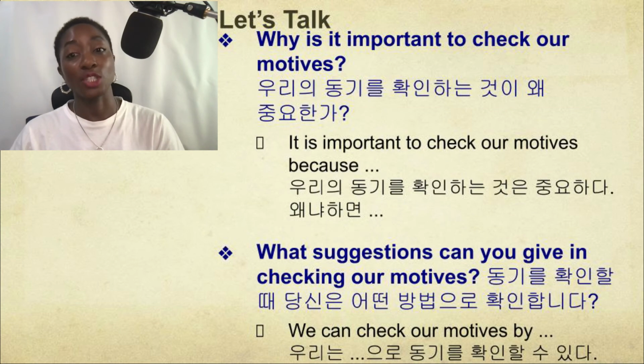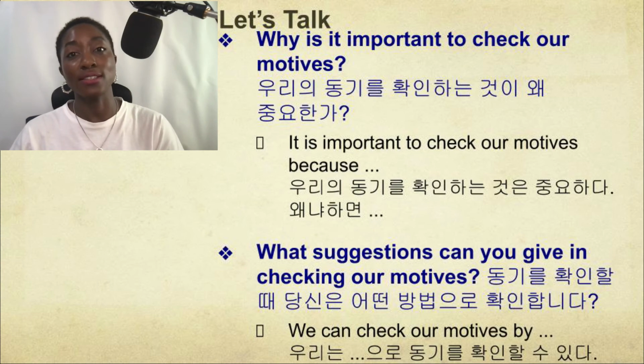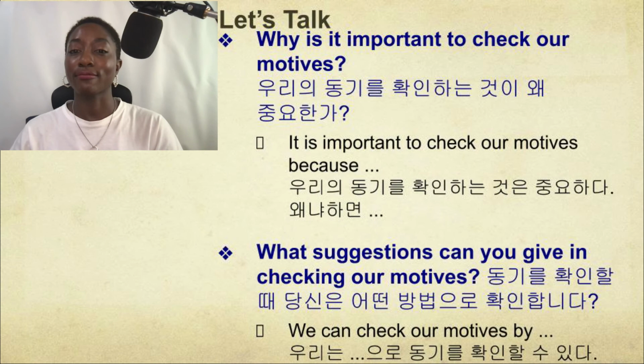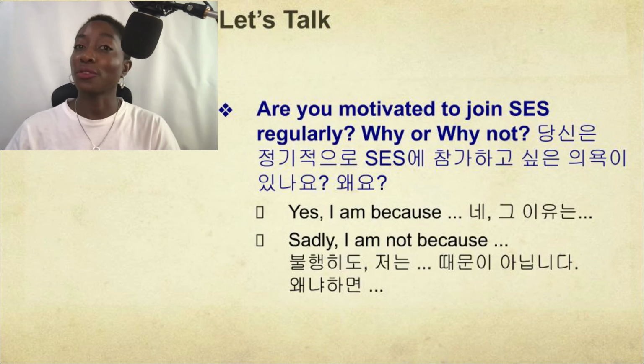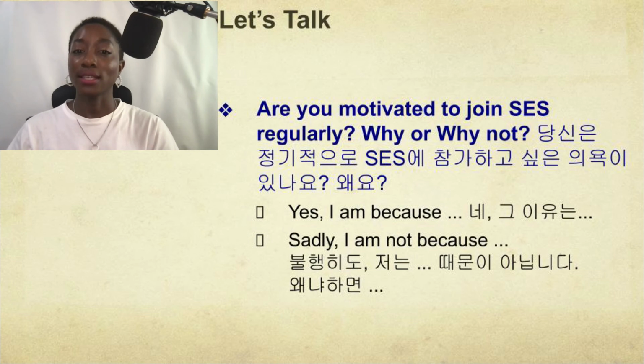Why is it important to check our motives? You could answer, it is important to check our motives because. What suggestions can you give in checking our motives? You could answer, we can check our motives by. Are you motivated to join SES regularly? Why or why not? You could answer, yes, I am because, or sadly, I am not because.